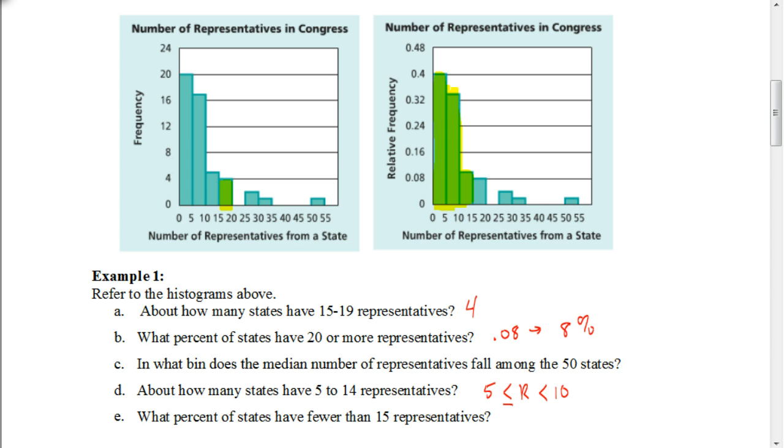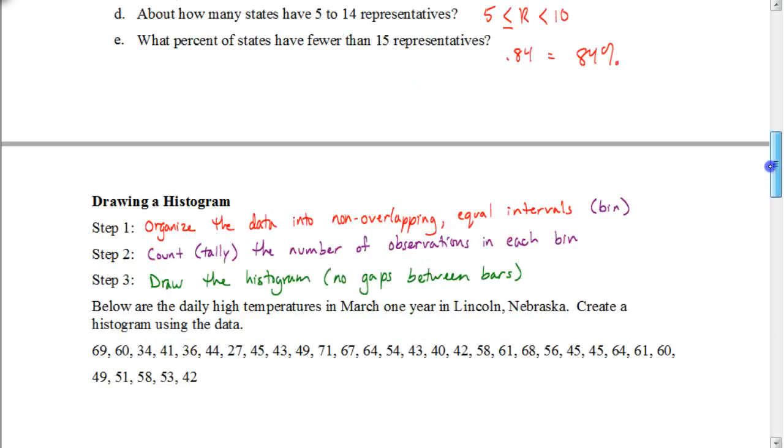Well, we're just going to have to estimate on some of these. This one's pretty clear. That's going to be 0.4. This next one is a little bit over 0.32, so I'm just going to estimate that to be about 0.34. And same thing with this one. This is a little bit over 0.08, so I'm going to estimate that to be 0.10. And if I add those together, I get 0.84, which is 84%. So I'd say 84% of the states have fewer than 15 representatives. So that's how we can use a histogram.